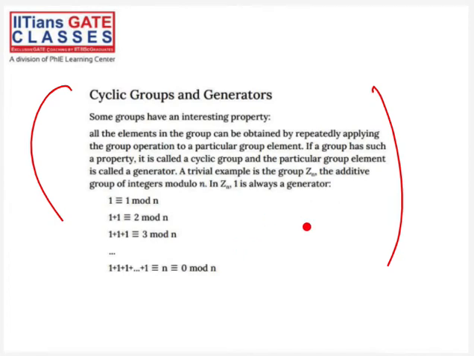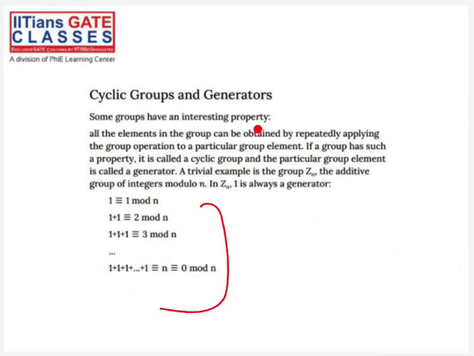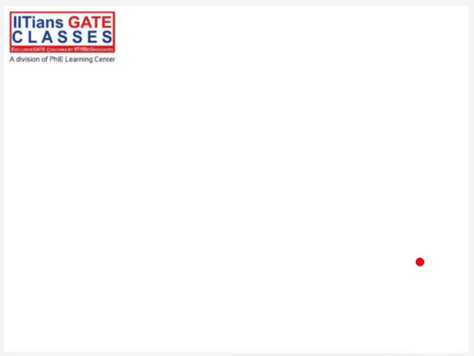We have seen this example. Now you can check another example. The trivial example is the group Zm, the additive group, and the operation is modulo m. So the operation is plus m. What is this plus m? Let me define it.